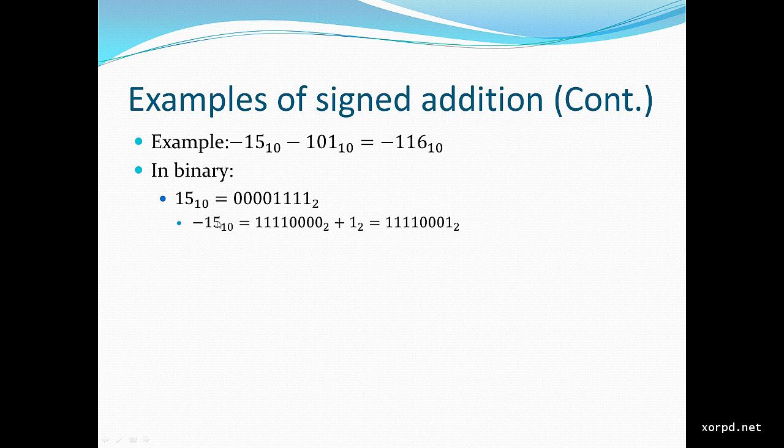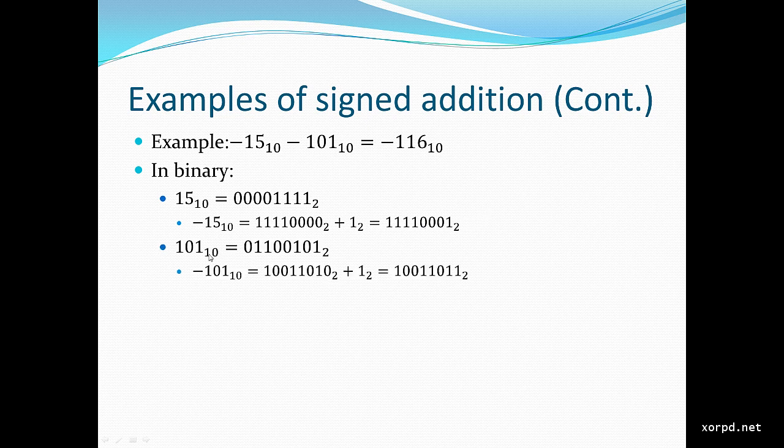So minus 15 is going to be this, which is just the bit flipping from the original binary number. Okay, you can see that we flipped every bit. 0 becomes 1, 0 becomes 1. Also, the last one, 1 becomes 0, and so on. Plus 1 as usual, and we get this representation in the 2's complement. This actually means minus 15.